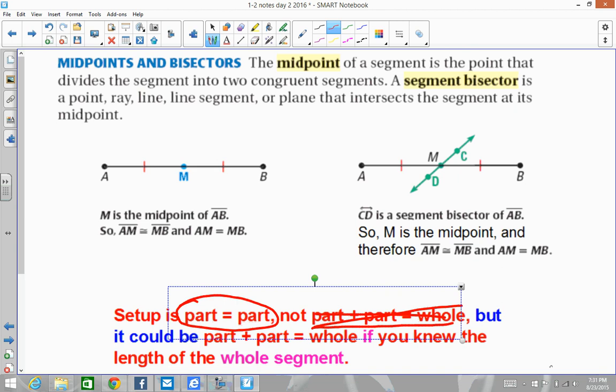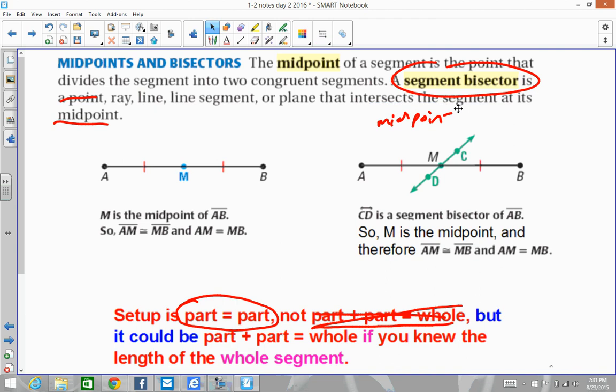All right. And then a segment bisector is a ray, a line, a line segment, or a plane that intersects the segment at its midpoint. Okay. So I also call a segment bisector a midpoint detector. It just tells you where the midpoint is. The midpoint divides the whole segment into two congruent segments. It's just a midpoint detector, it just tells you where the midpoint is. That's all a segment bisector does.